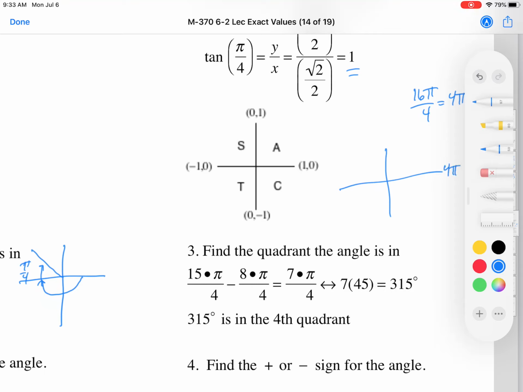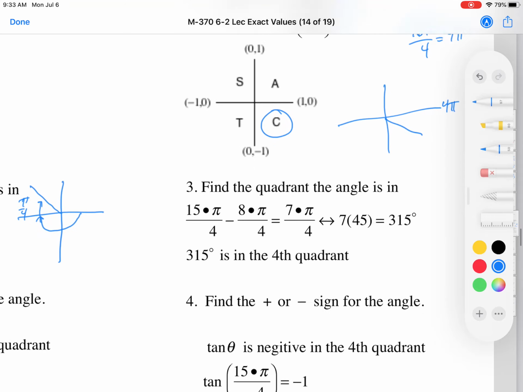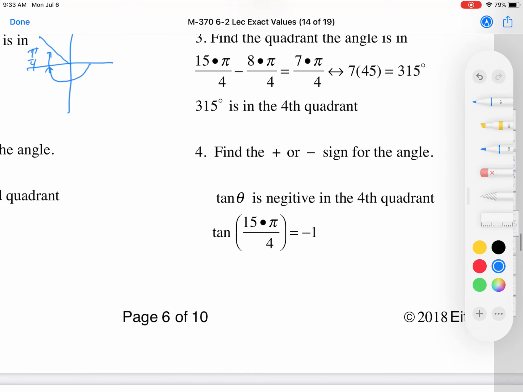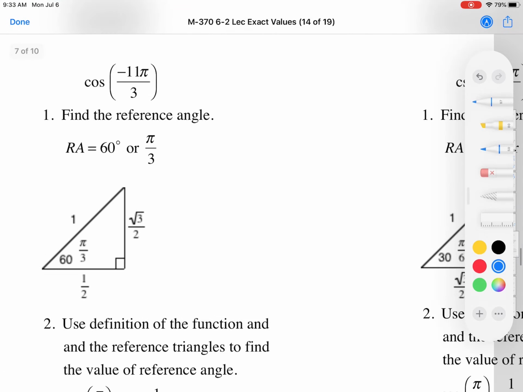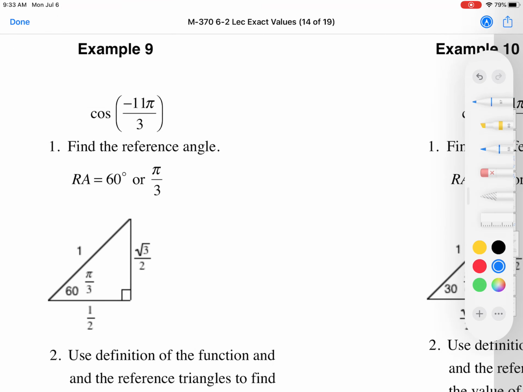2 pi's here, 4 pi's here, 6 pi's here. We're not quite there yet. Of course, we're in the fourth quadrant. In the fourth quadrant, only cosine is positive, but we're dealing with tangent, so he should choose a negative sign, and he does. This is what this whole assignment is just having you remember: what these special angles are.